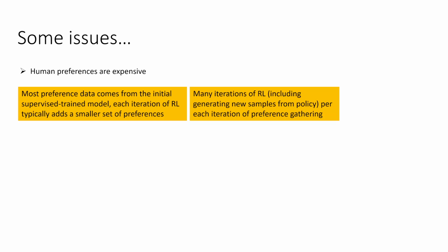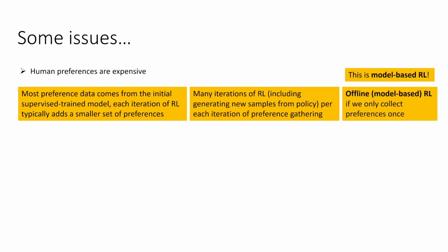You also want to take many iterations of RL, including generating new samples from the policy, per each iteration of preference gathering. And that actually makes this very much like a model-based RL method. Since this is a one-step problem, there's no dynamics model, but there is a reward model. That reward model is trained much less frequently, and then many RL updates are made on the same reward model. In fact, if you don't have that outer loop and you just do steps 1, 2, 3, 4, 5 only once, it's actually an offline model-based RL method.